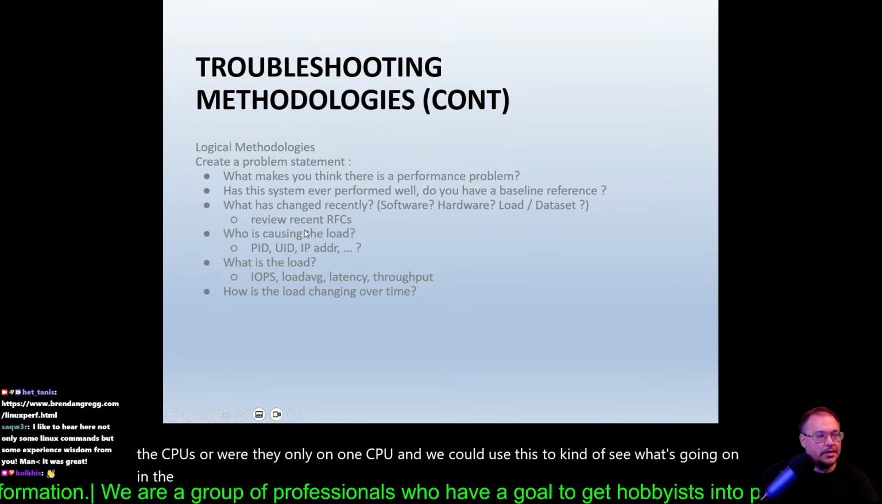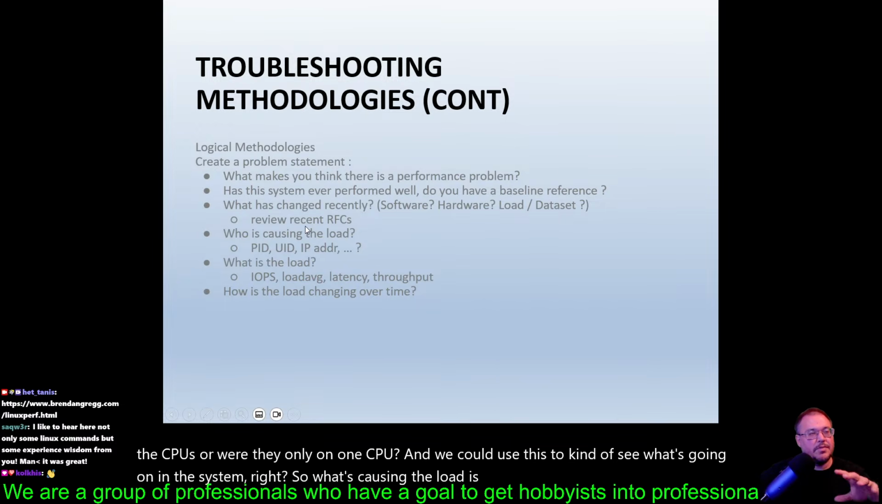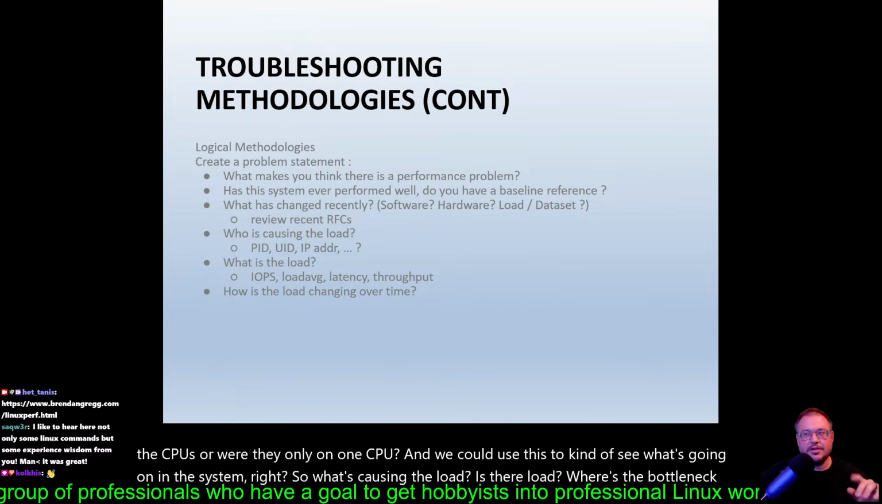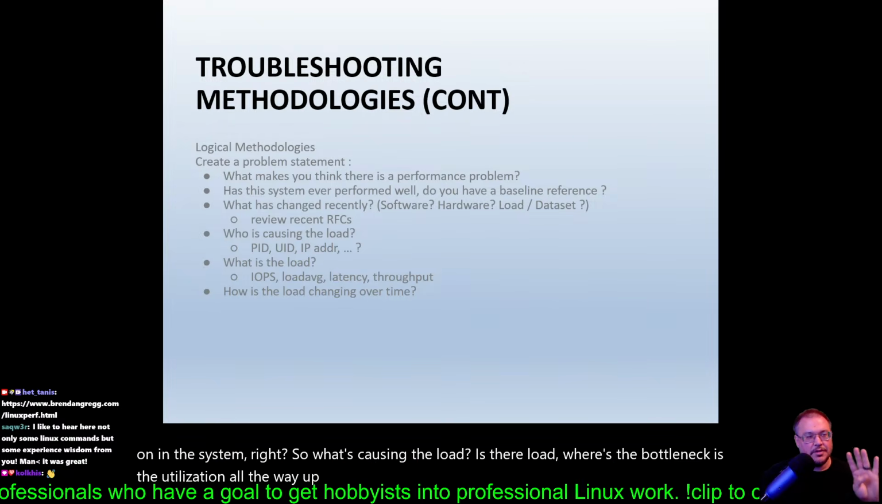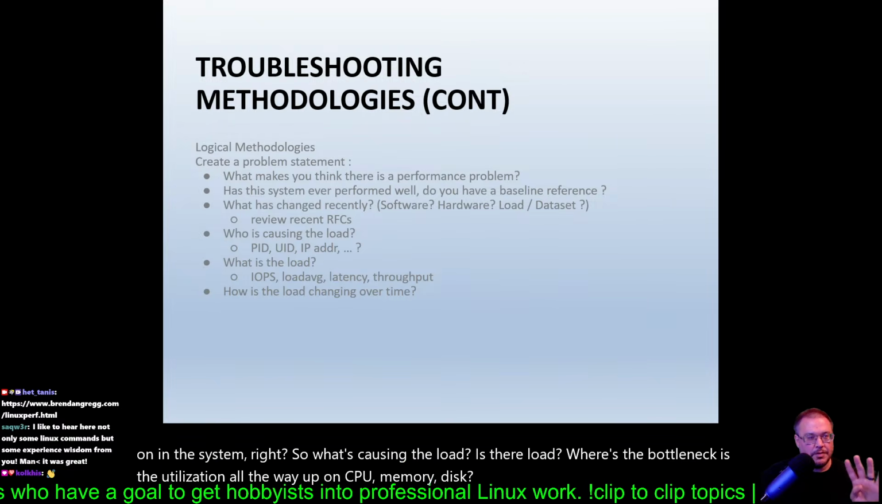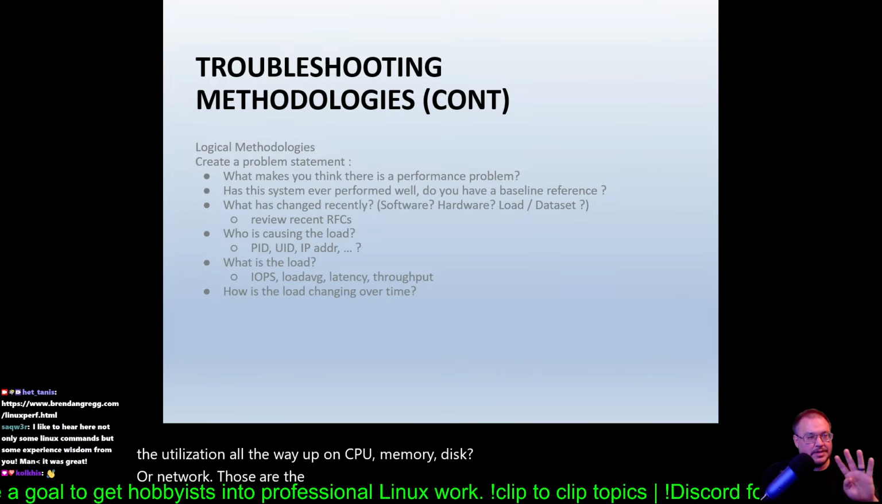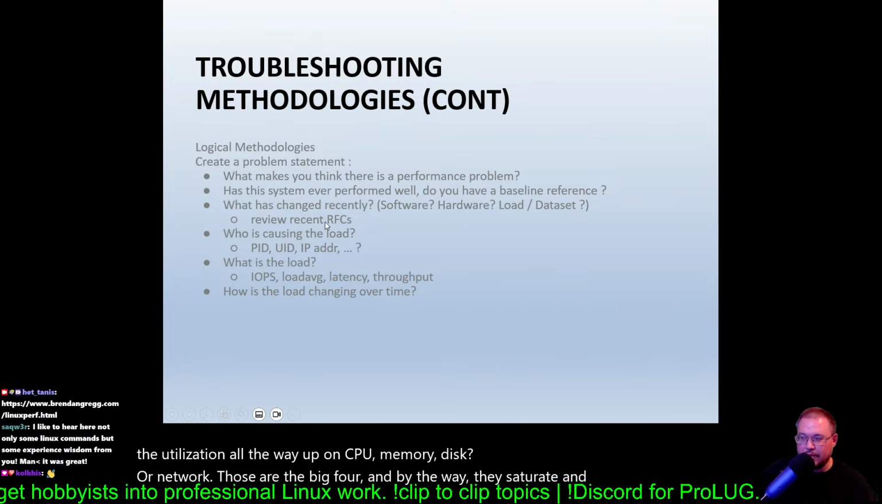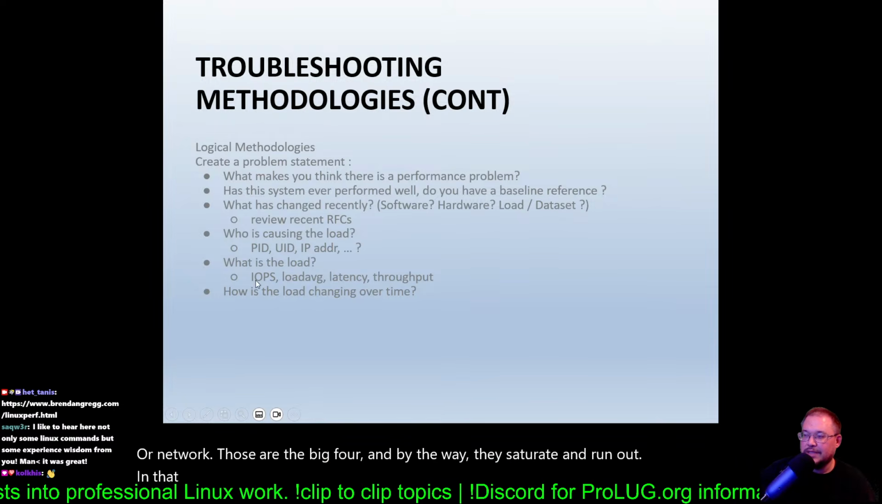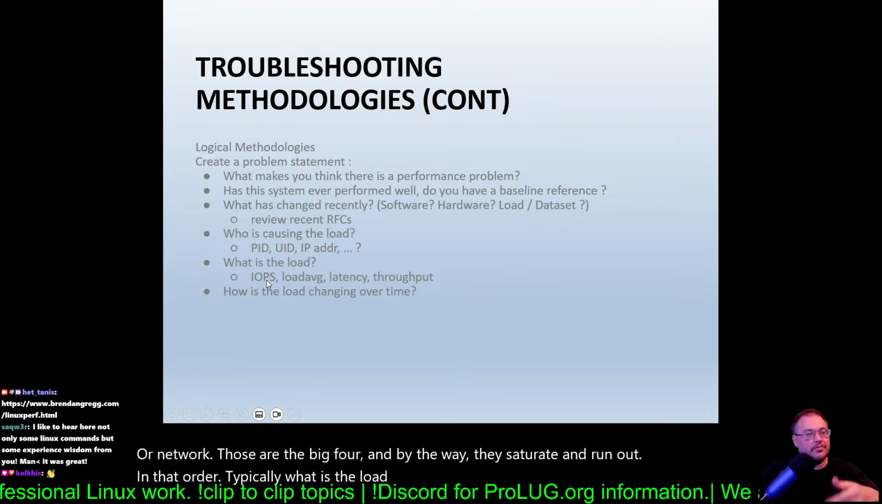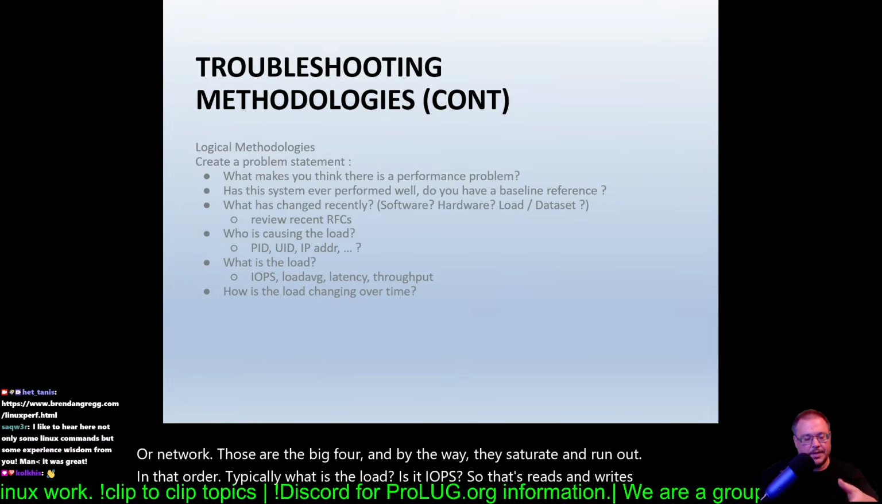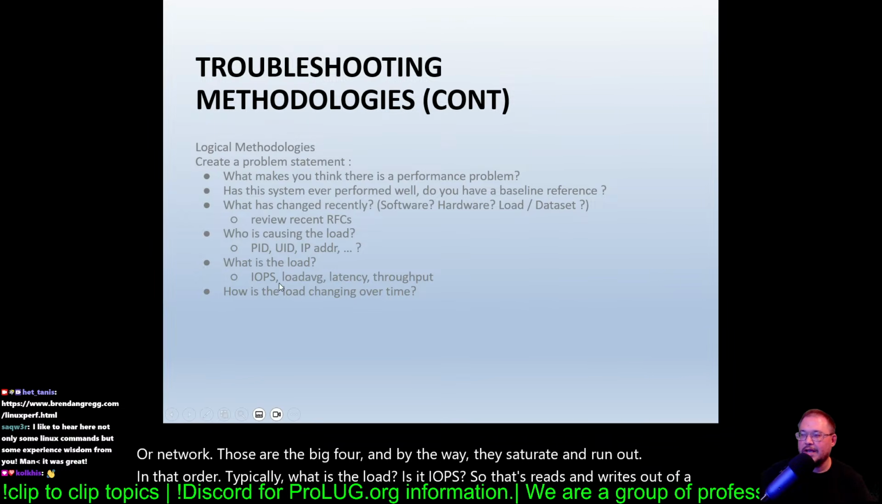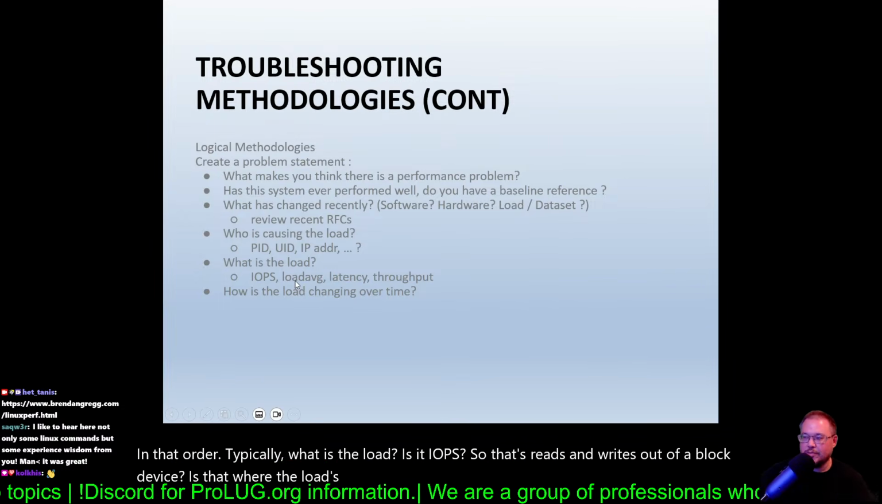So what's causing the load? Is there load? Where's the bottleneck? Is the utilization all the way up on CPU, memory, disk, or network? Those are the big four. And by the way, they saturate and run out in that order typically. What is the load? Is it IOPS? So that's reads and writes out of a block device. Is that where the load's high? Is there high load average going to the CPU?